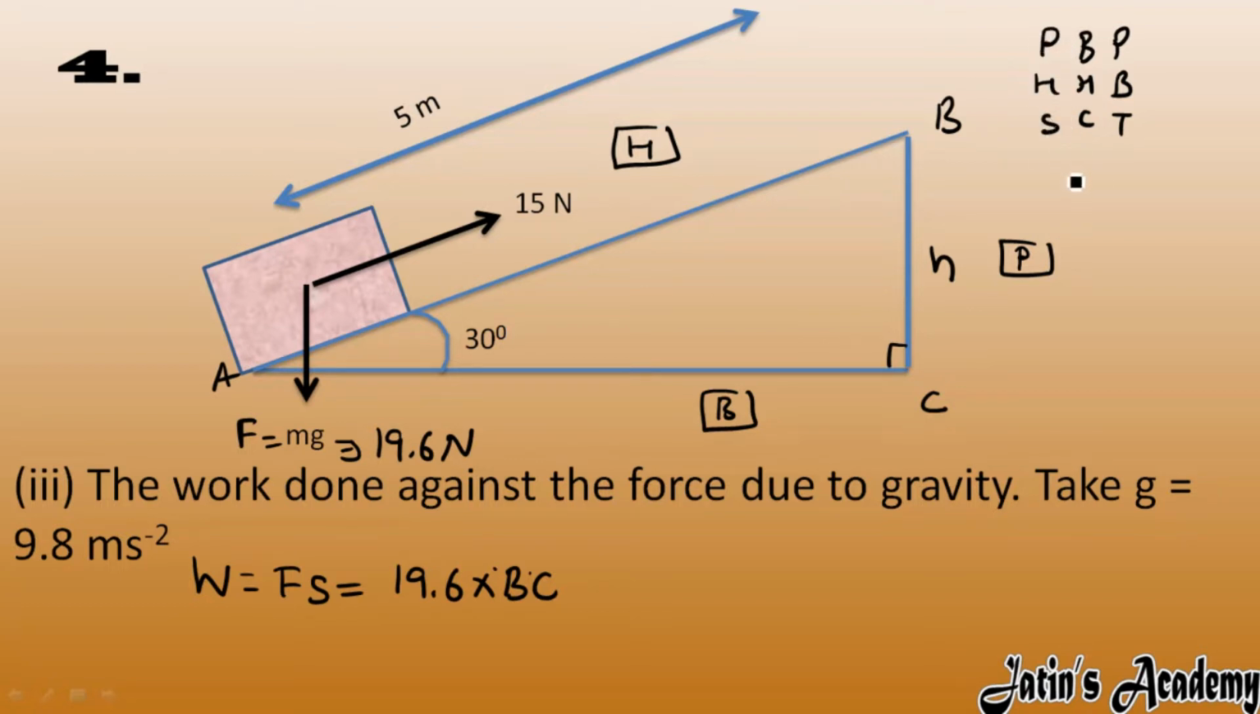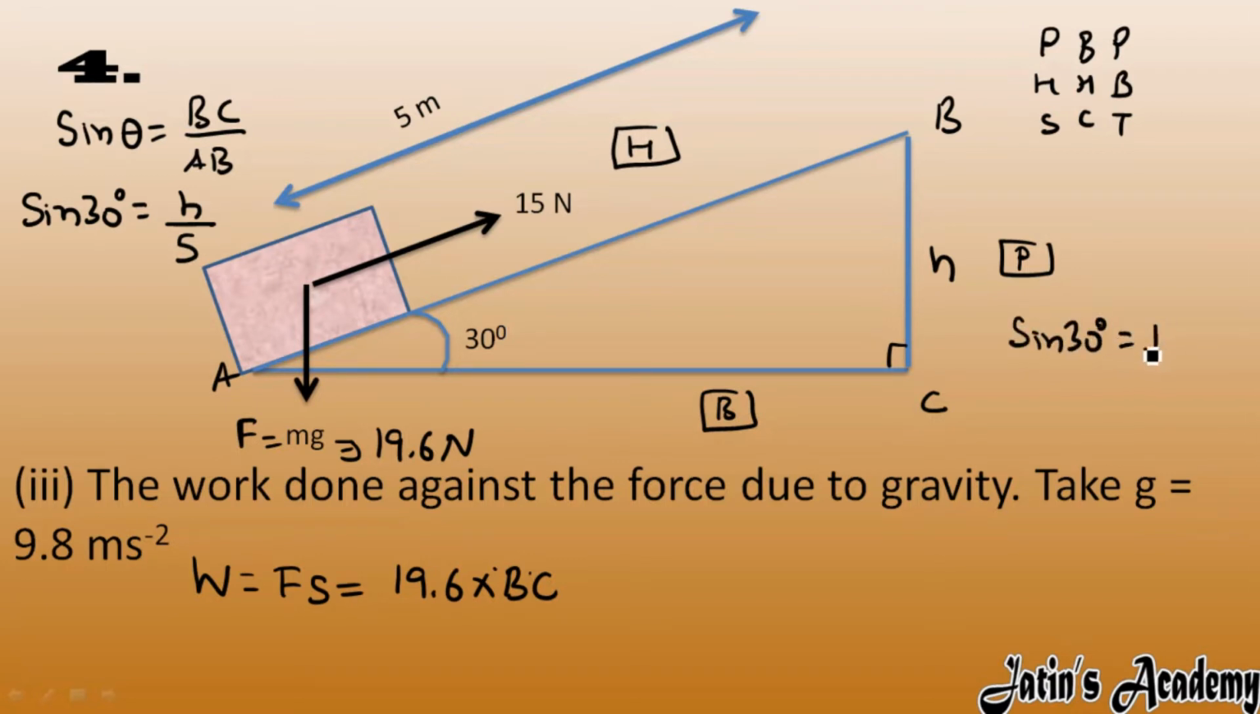S means sine theta. So here we will calculate sine theta. We have perpendicular, which is BC, over hypotenuse, which is AB. Sine theta, theta in this case we have 30 degree, and BC value we have to calculate, height, and here we have hypotenuse as 5. Sine 30 value we have 1 by 2, so put the value as 1 by 2 here. So h we got as 5 by 2 meter. Clear? 5 by 2 we got as height.